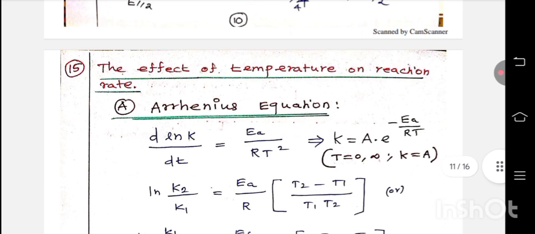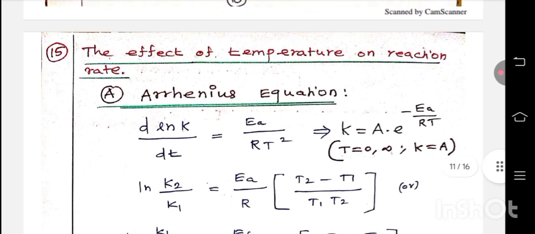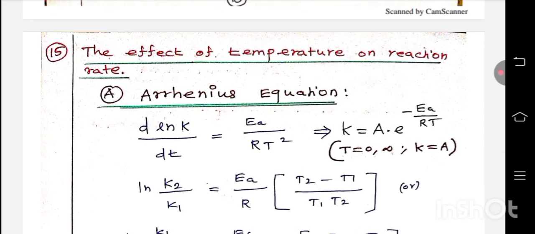15. The Arrhenius equation is very important. The effect of temperature on reaction rate. Like 3 types we are going to see.